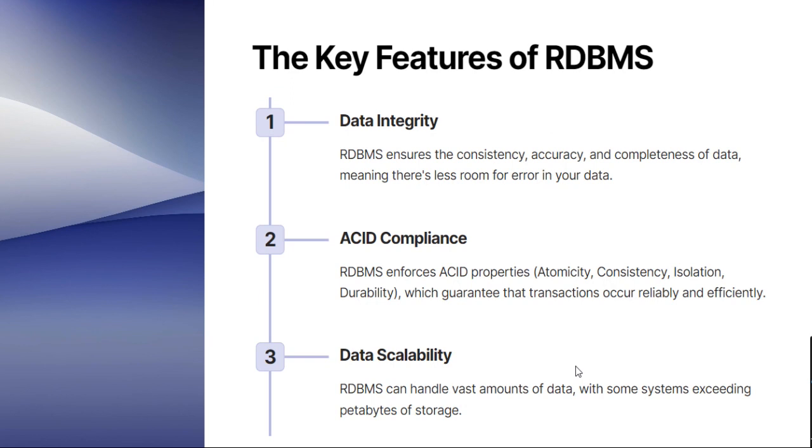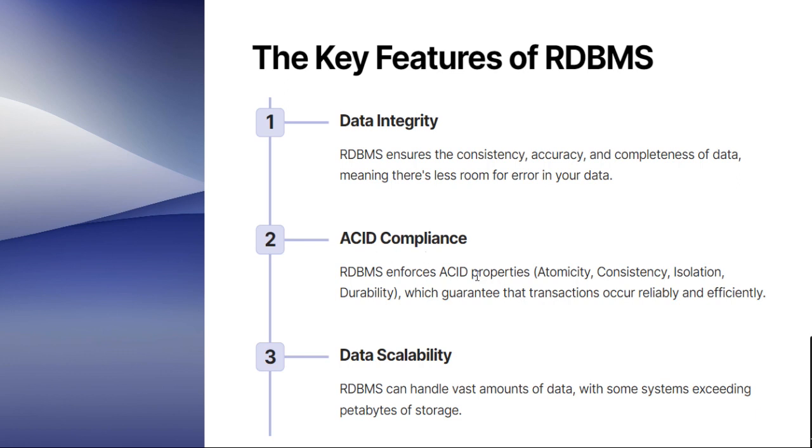Then we will see the key features of RDBMS. These are the three main key features of RDBMS: data integrity, ACID compliance, and data scalability. RDBMS ensures the consistency, accuracy, and completeness of data, meaning there's less room for error in your data. Then there is ACID compliance in RDBMS. We will see it in depth in our upcoming lectures.